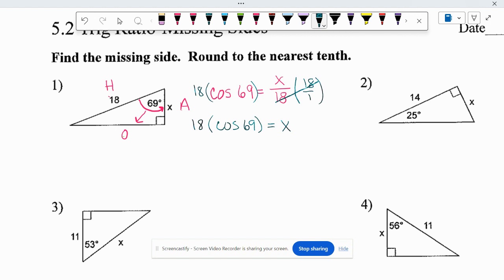In your calculator, after you do that, you can just hit second quit. It'll save itself. Then you're going to type 18 times, and your cosine is that button right above your parenthesis. Cosine, and put in the number 69. Enter. We're rounding our answer to the nearest tenth. So what do you get? X is what? 6.45 makes us, if we round to one decimal, 6.5.